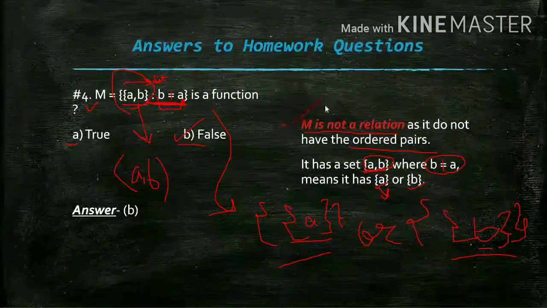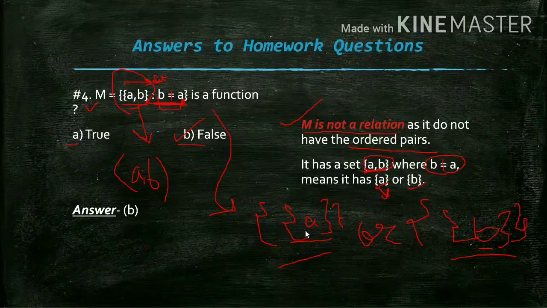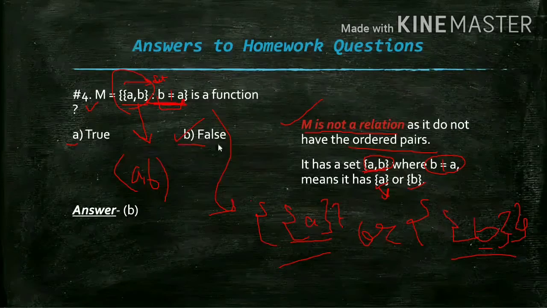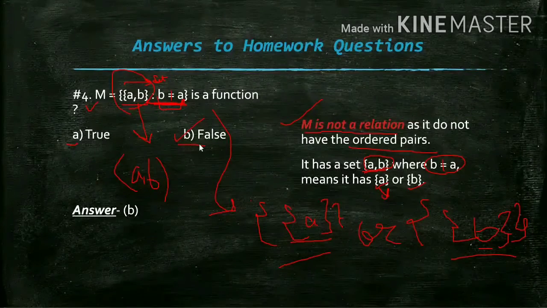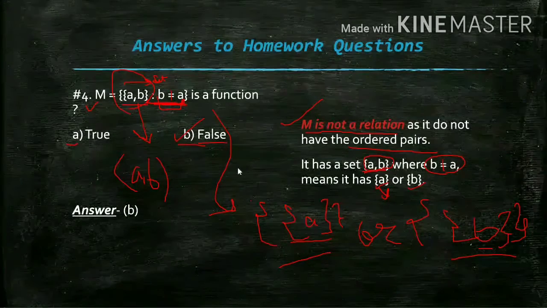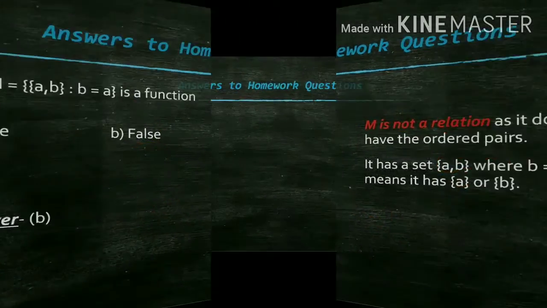Okay, so it is not a relation because it is just a set, not the ordered pairs which we want for a relation. So it can't be a function if it is not a relation. So that's these two. This means this statement is false. So let's now move to the next one.